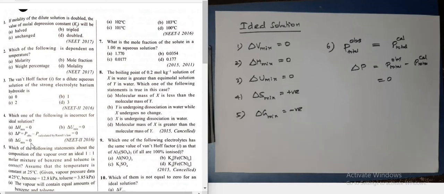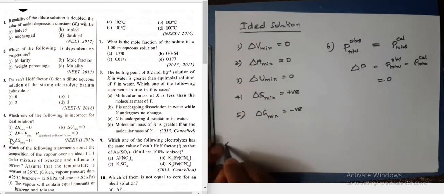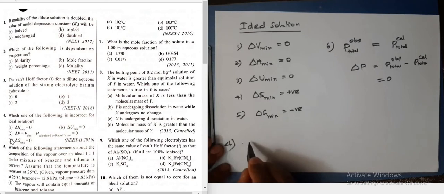Students, observe this carefully. If you mix two liquids and form a solution, if the solution is formed, definitely delta G mixing should be negative. Delta G mixing should be a negative value, but here it is given 0. So the incorrect option among the 4 is option D. So for question number 4, the correct option is D. Take down.